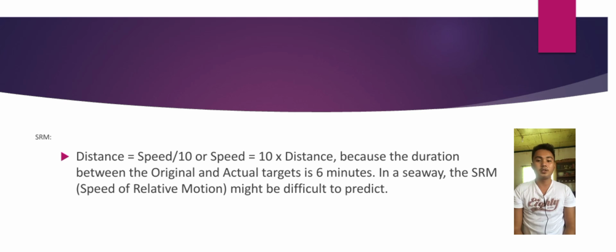SRM, or speed relative motion. The formula is distance equals speed divided by 10, or speed equals 10 times distance, because the duration between the original and actual target is 6 minutes in seaway. The SRM might be difficult to predict.